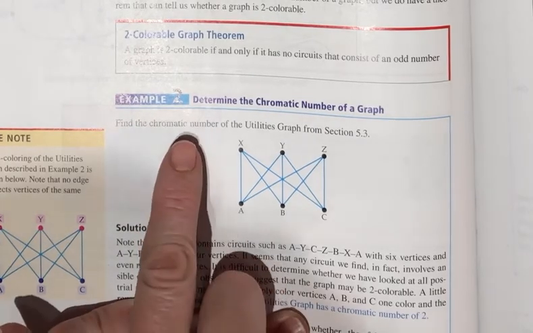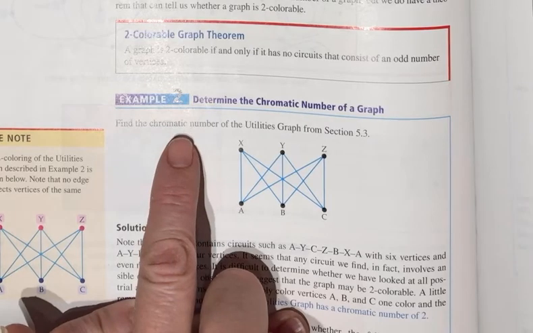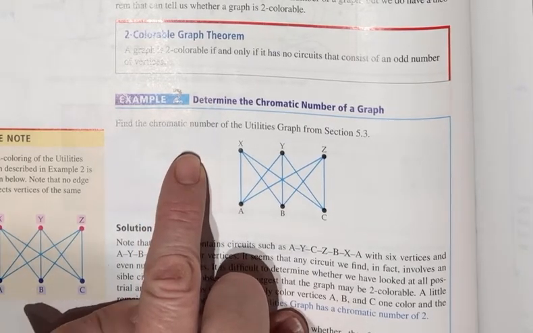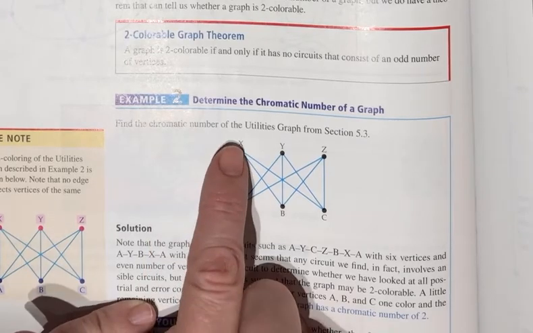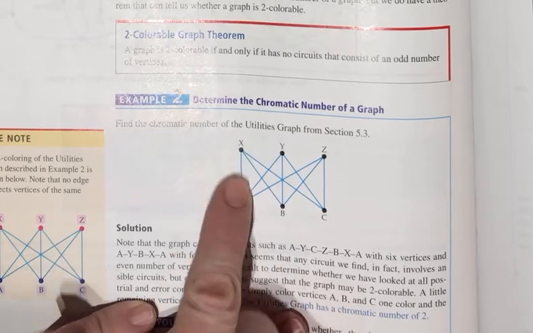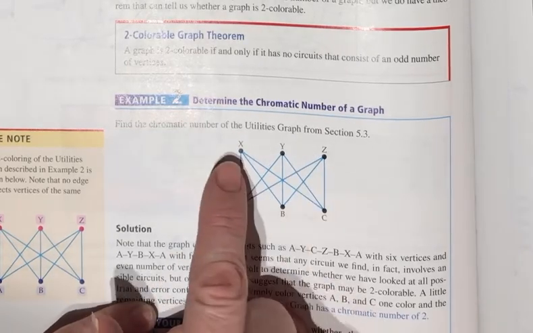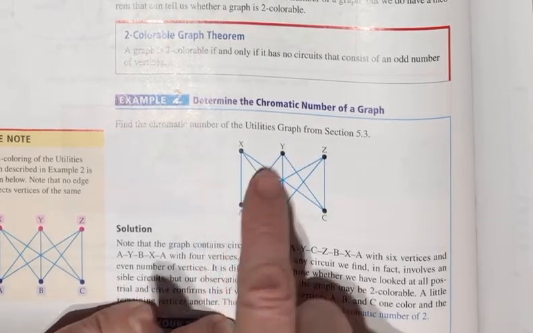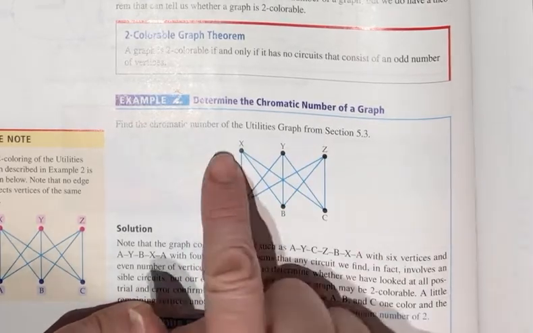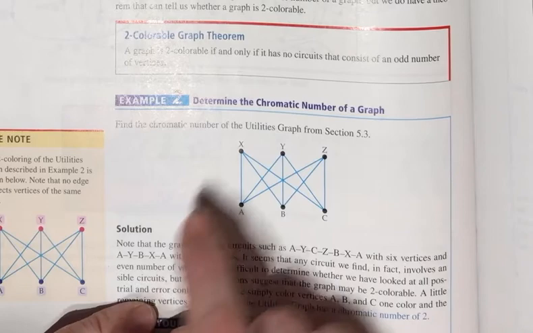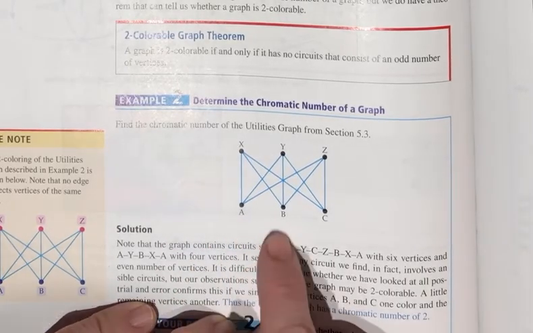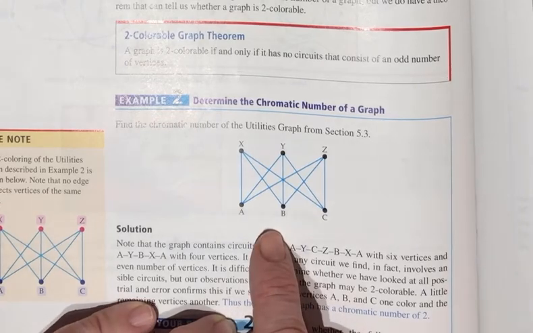So if you want to find the chromatic number and see if it's 2, going off of the 2 colorable graph theorem, if you can find any odd circuits, a circuit again goes through the process and goes back to the original, okay? And it doesn't have to use all of the letters. It can only use 3 of them, okay? But if you can find an odd circuit in a graph, then you cannot use 2 colors.